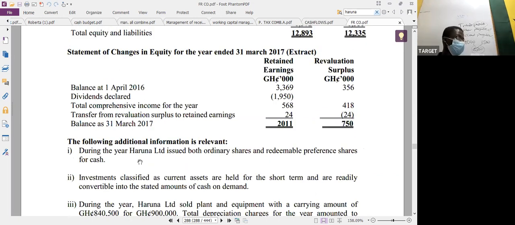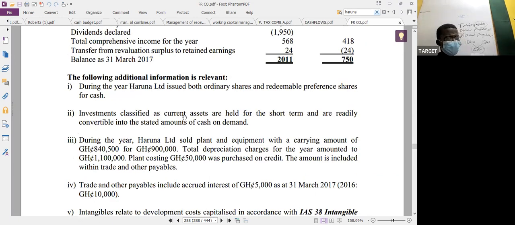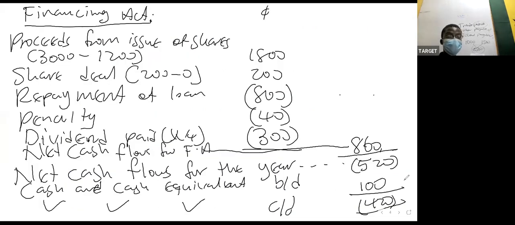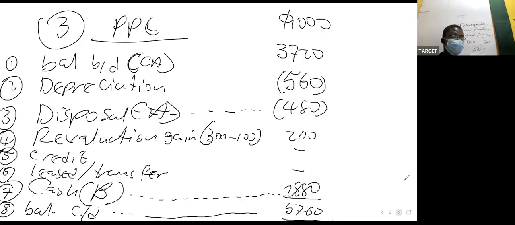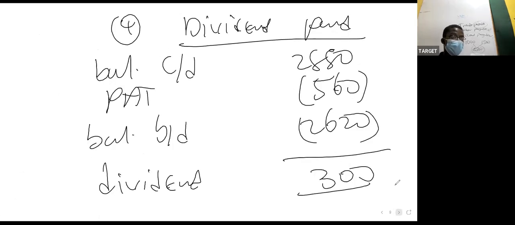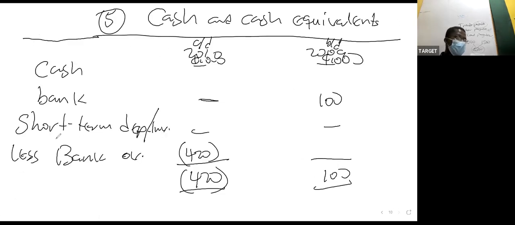This is not new, right? Investment classified as current assets are held for a short term and are readily convertible into what? The stated amount of cash on demand. It tells that investment classified as what? Cash and cash equivalent. That's all. Don't classify as what? As investment activities. So in that case, come here like this. So come and write that investment here. So come and put them in here. Everything. They will be part of what?